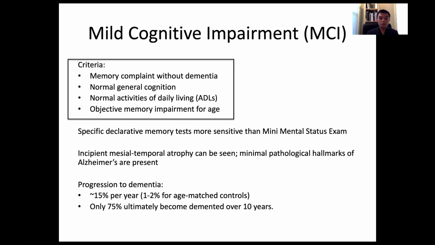The most important thing to remember for this group, for mild cognitive impairment, is this progression to dementia. About 15% per year progress to a full-on dementia. Although it's not a guarantee, only about 75% progress to a full dementia over the course of 10 years.